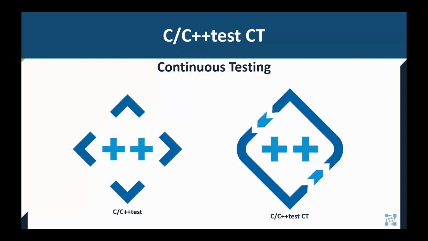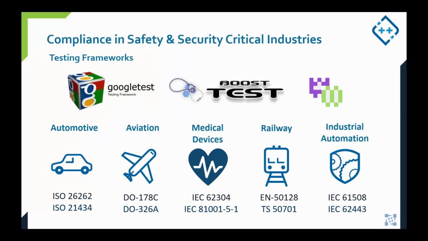Okay, so let's get started into the aspects of what C++ Test CT is. In a nutshell, C, C++ Test CT is a new product for dynamic testing of C and C++. This means testing through execution, such as unit, integration, and system testing. However, most importantly, C, C++ Test CT is for teams using open source frameworks like GoogleTest, BoostTest, CppUnit, and other frameworks for dynamic analysis in their development workflows.